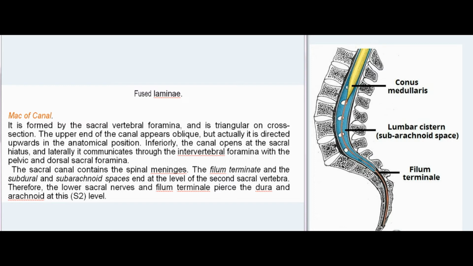The sacral canal. It is formed by the sacral vertebral foramina, and is triangular on cross-section. The upper end of the canal appears oblique, but actually it is directed upwards in the anatomical position. Inferiorly, the canal opens at the sacral hiatus, and laterally it communicates through the intervertebral foramina with the pelvic and dorsal sacral foramina. The sacral canal contains the spinal meninges. The filum terminale and the subdural and subarachnoid spaces end at the level of the second sacral vertebra. Therefore, the lower sacral nerves and filum terminale pierce the dura and arachnoid at this, S2, level.